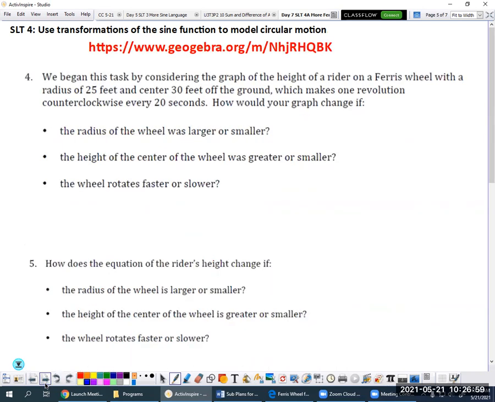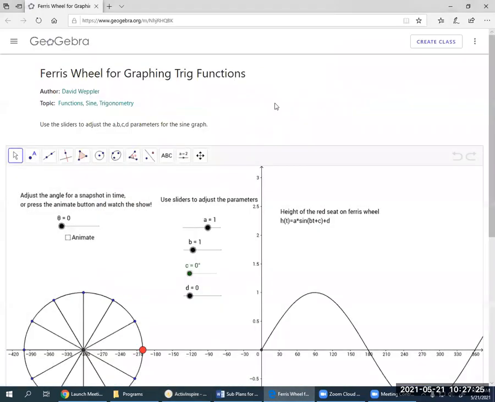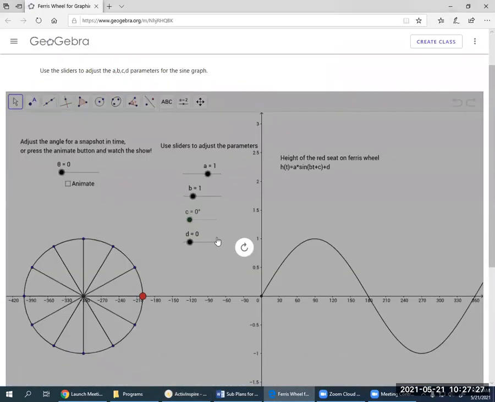Right, number 4 is asking us, how would the graph change if the radius changes, if the height changes, if the wheel rotates faster or slower? So I want to think about the location of the radius. The radius is the coefficient of sine. So if you open that link, you see this really nice Ferris wheel.